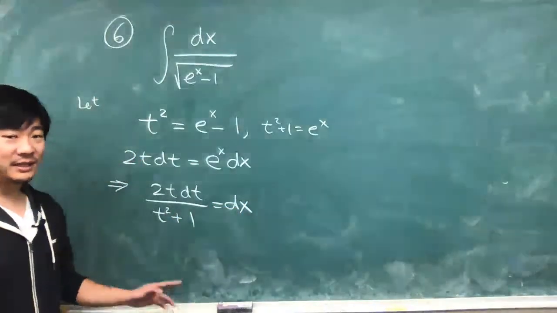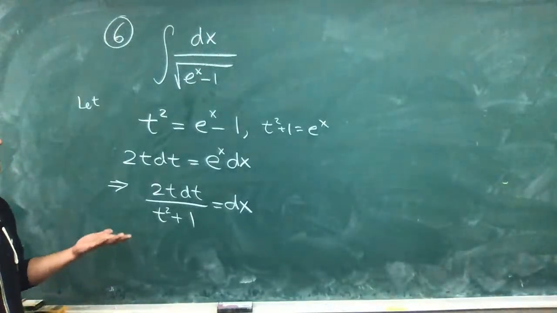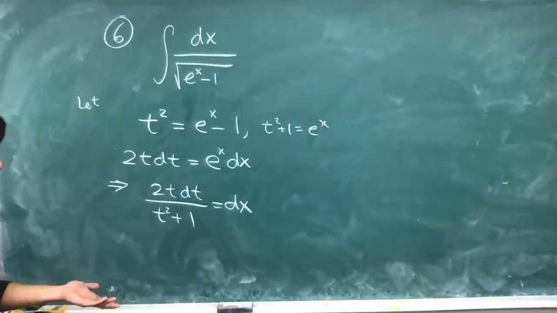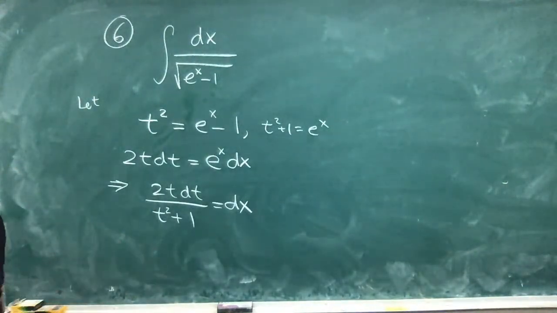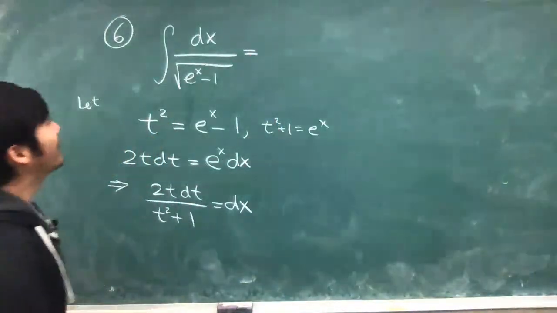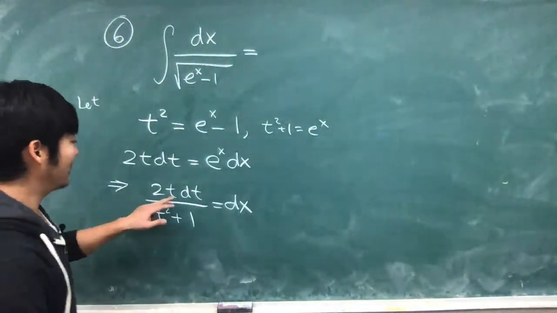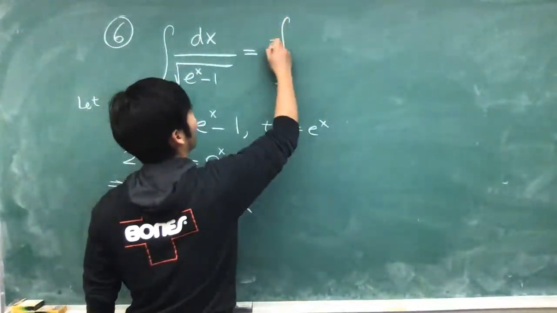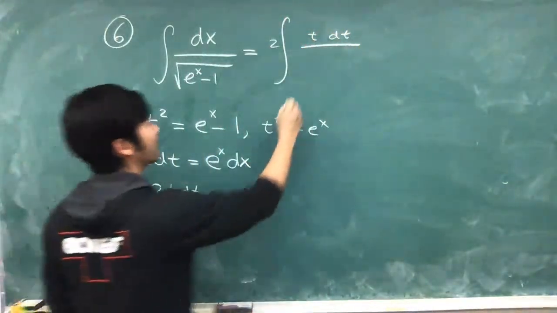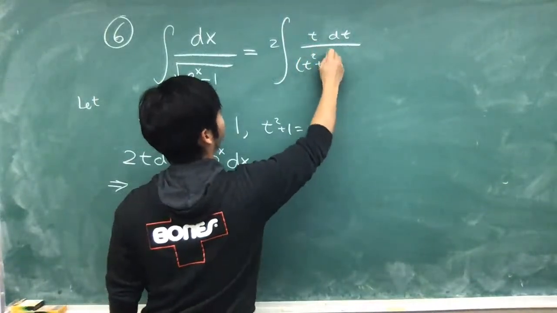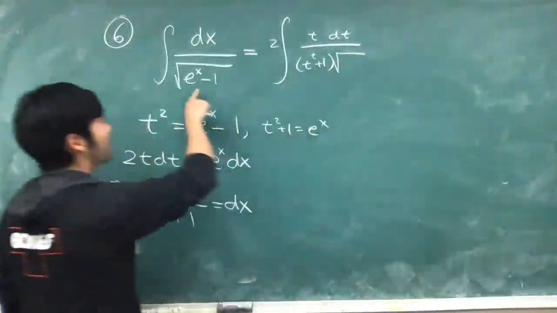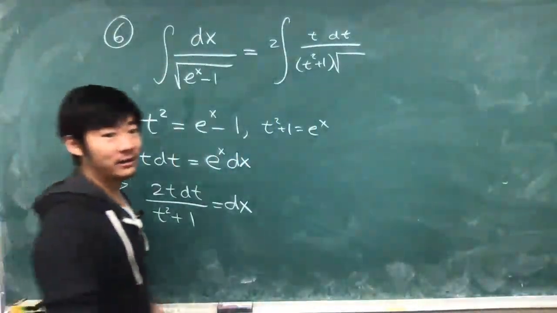So sometimes with these u substitutions, you don't need to necessarily look ahead. I mean, not always, but sometimes it works. Okay, so let's see if that does any good. So dx is 2t dt divided by t squared plus 1. And then you have the square root of e to the x minus 1, which is t squared.